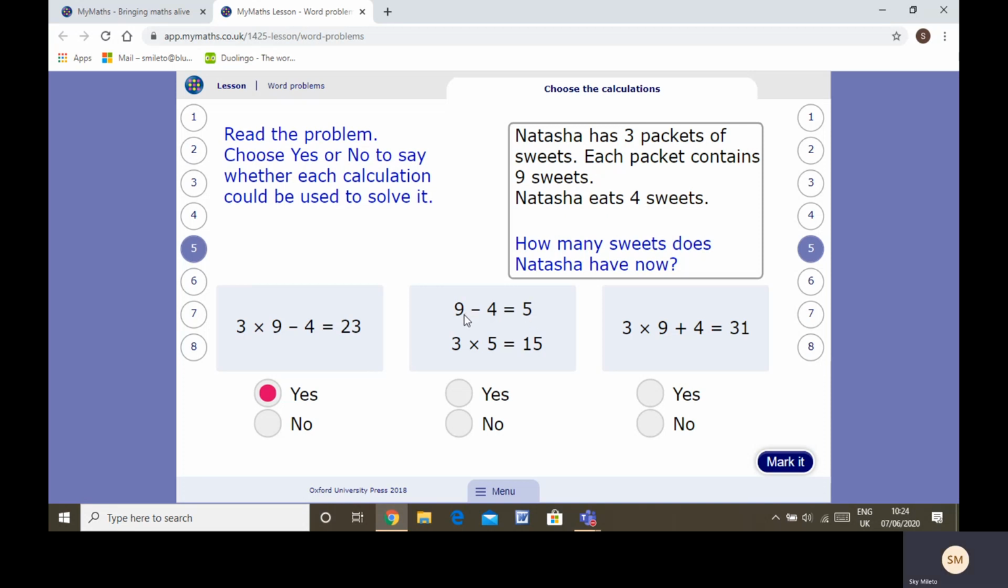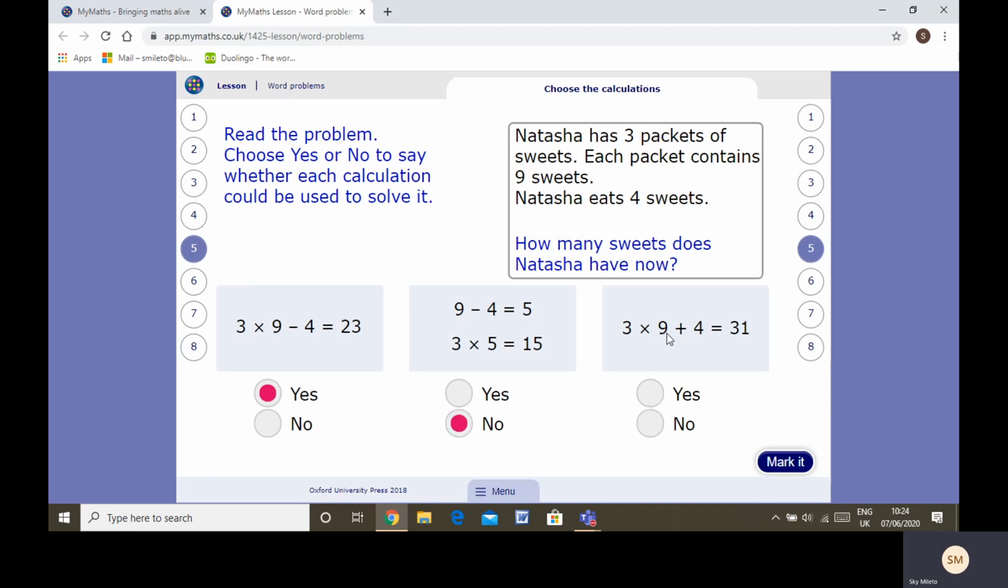Can you do 9 take away 4 and then 3 times 5? No, because if we do 9 take away 4 equals 5, we're saying that there's 5 sweets in each pack. But there aren't 5 sweets in each pack, there are 9 sweets in each pack. So this would not give us the same answer. We can see that this one gives us 23, this one gives us 15.